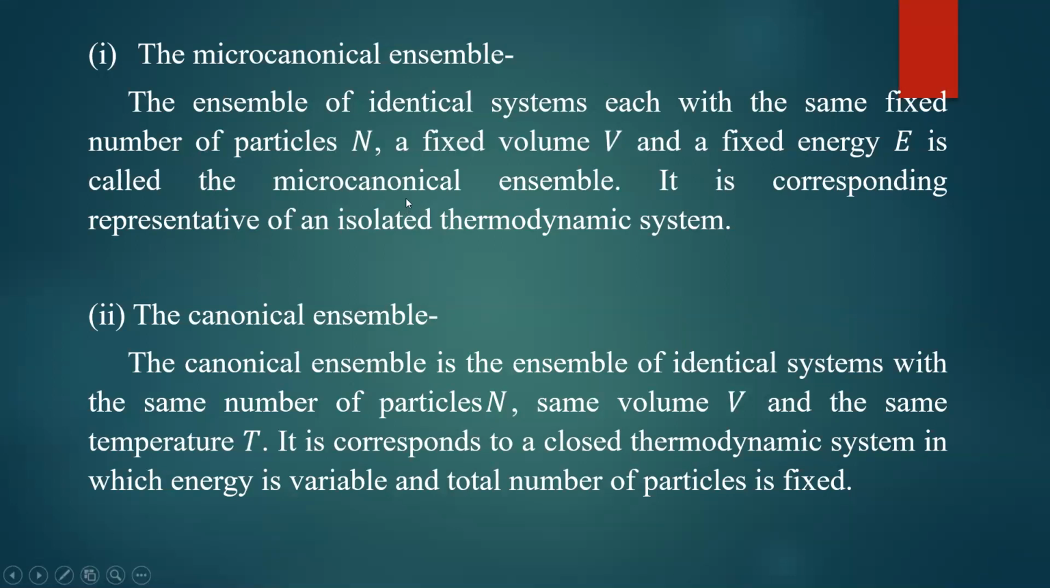The example is the thermos flask. It corresponds to the representation of the isolated thermodynamic system. Only the name is different, that's all. In statistical physics, the isolated thermodynamic system is called the microcanonical ensemble. Similarly, the closed system is called the canonical ensemble. The canonical ensemble is the ensemble of identical systems with the same number of particles N, same volume, and same temperature.